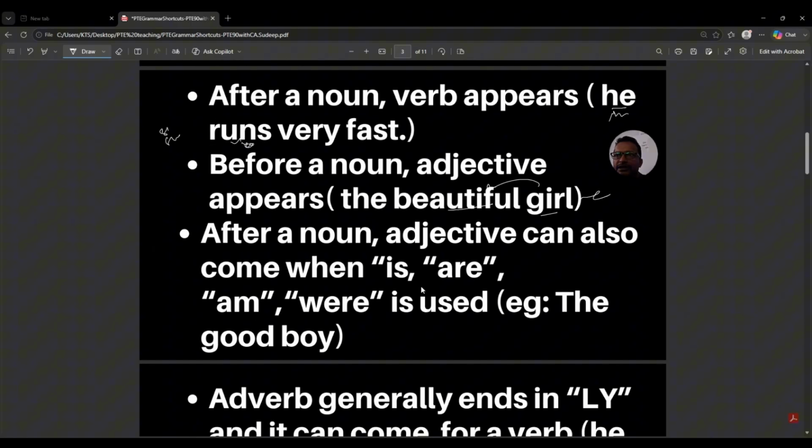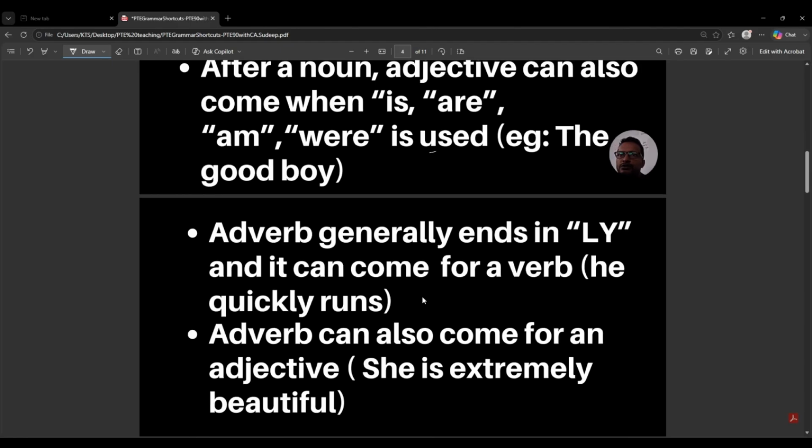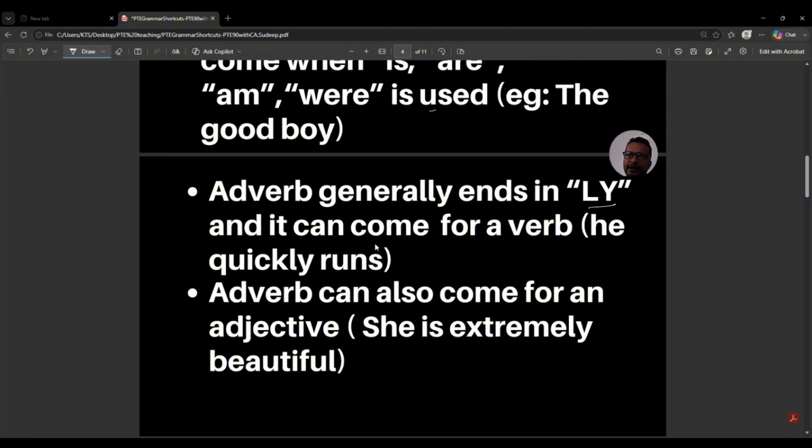Like when is, are, am, were is used. So an adverb generally ends in ly, and it comes for a verb, right? He runs quickly, or he quickly runs. So running is the verb. He quickly runs. Quickly can come in front, and quickly can come after also. So generally, an adverb ends in ly and it describes a verb. It can describe another adverb also, or it can describe an adjective also. An adverb can come also for an adjective, for example, she is extremely beautiful. See, extremely is an adverb, beautiful is an adjective.